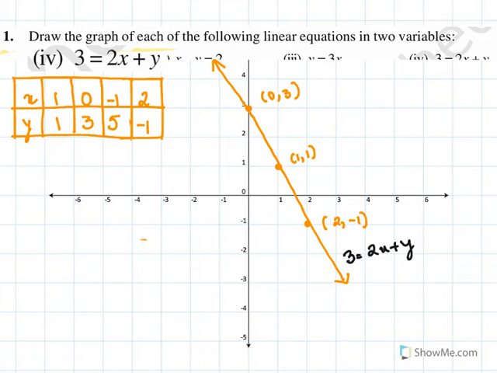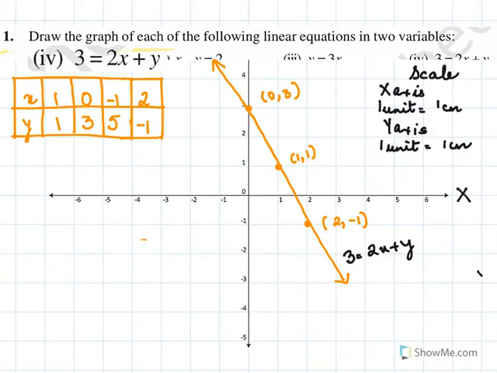All the points on this graph will obey this equation. If you put the value of x and y, the left hand side will be equal to the right hand side. And you can write the scale. So here's your scale. This is your x-axis and this is the y-axis.